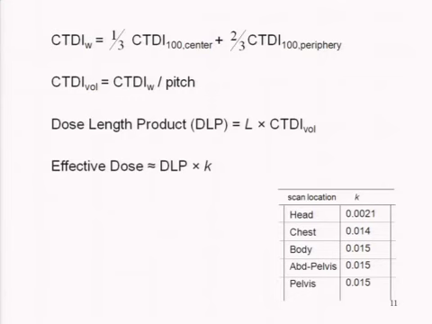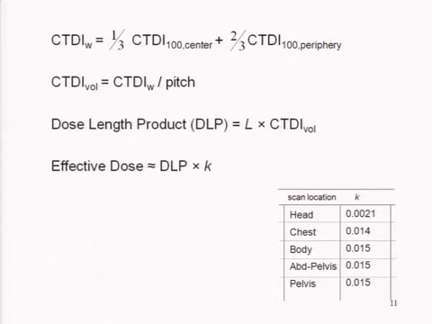And the European Union, and now in America, we make use of this conversion factor, the so-called K factors, for various examinations that you see listed there, and we can convert DLP using this K factor to an estimate of effective dose in millisieverts. So the units of K are millisieverts per milligray centimeters. So that's where we stand today.